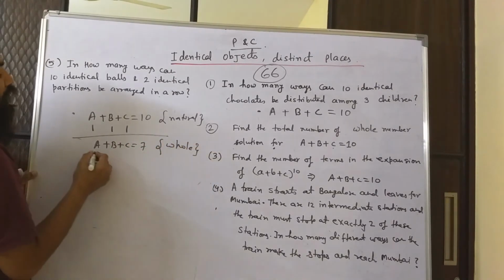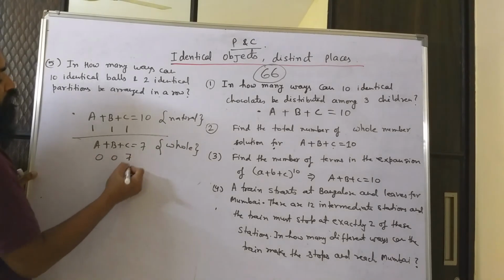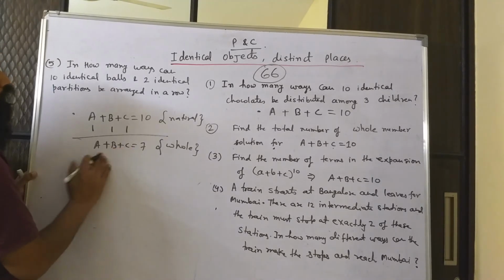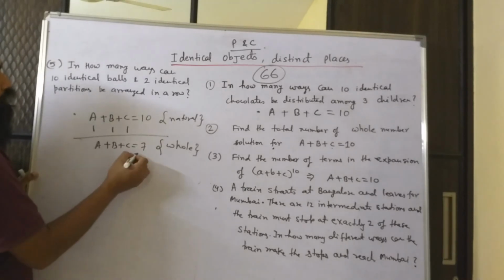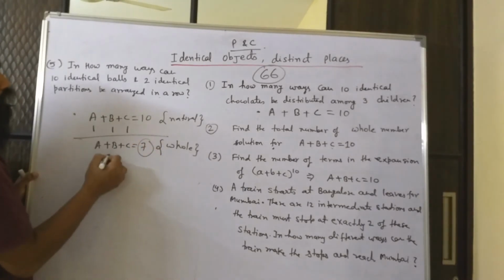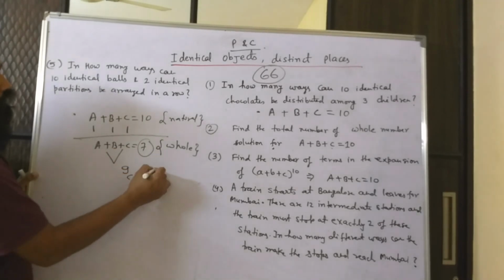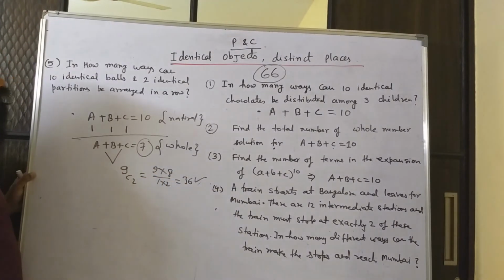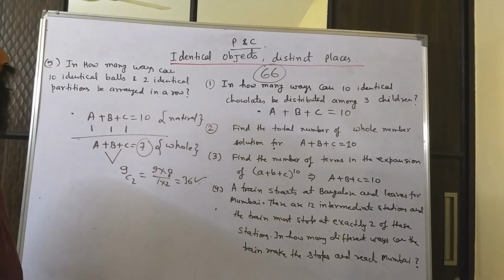Because I have already given them 1, 1, 1, so now if I give any of them 0, it's not a problem. Ultimately I am giving them at least 1. So now my answer will be the answer for this question. Again 7 similar chocolates and 2 partitions. So 7 plus 2, 9. So the answer is 9C2, which is again 9 into 8 by 1 into 2. So 36 is the answer in case of natural number solutions. But 66 is the answer in case of whole number solutions.